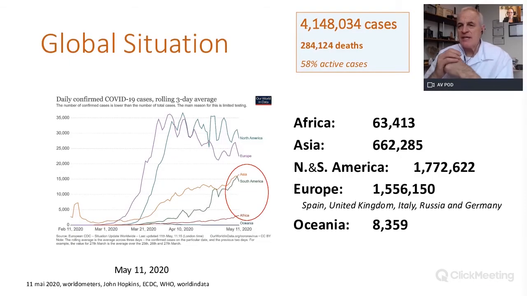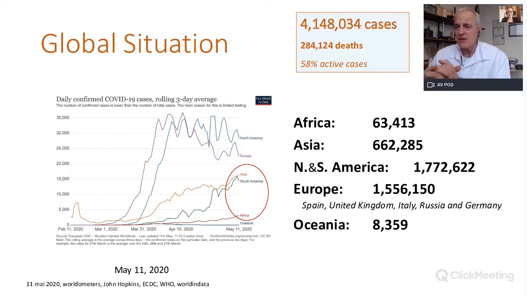The next slide is actually summarizing for you some curves. There are many, many curves that I could have selected to show you today. But you see 4 million cases as of May 11, 2020, 63,000 in Africa, 662,000 in Asia, 1.7 million in North and South America, 1.5 million in Europe, and in particular with country the most affected being Spain, United Kingdom, Italy, Russia, and Germany, and around 8,000 in Oceania yet.